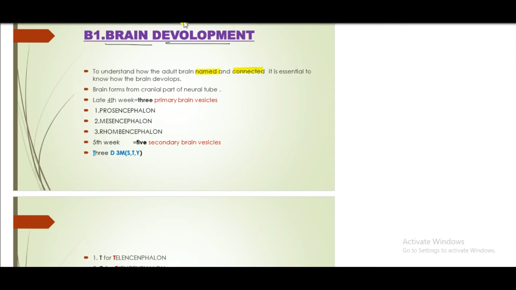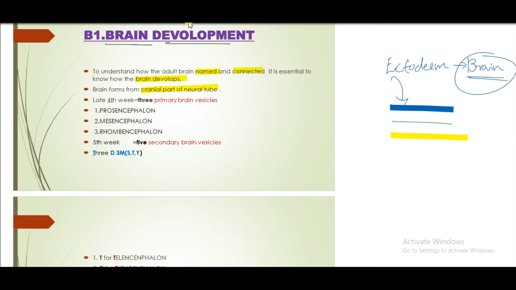And to understand how the adult brain is named and connected, it is essential to know how the brain develops. The brain forms from the cranial part of the neural tube. We have three germinal layers, namely the ectoderm, mesoderm, and the endoderm. And you can see from the ectoderm, the brain is going to be developed.